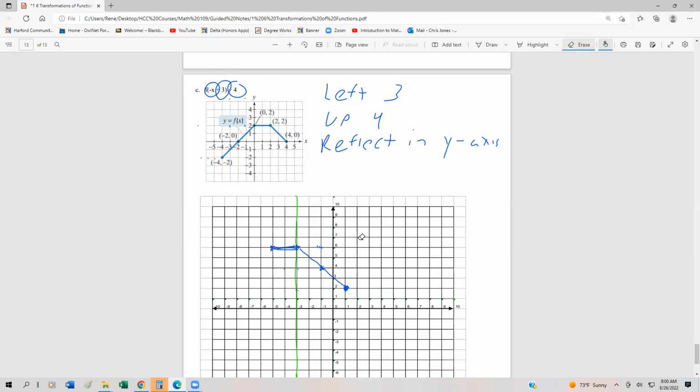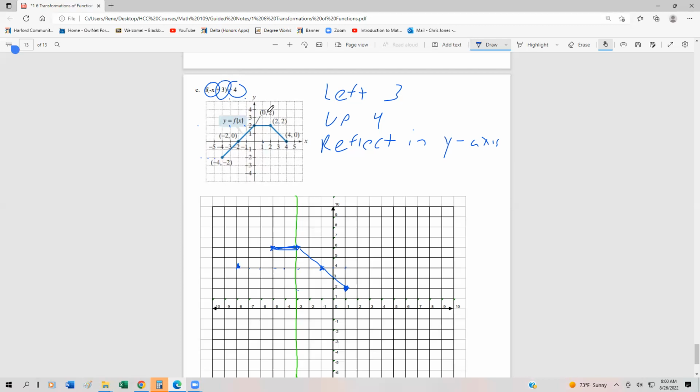And then finally, for the last point, 4, 0. Again, we move left 3. That's going to be at 1, up 4. It's going to be at 4. So we have the point 1, 4. This is right here. Notice that point is 1, 2, 3, 4, 5 units away from the axis. 1, 2, 3, 4, 5 is over here.